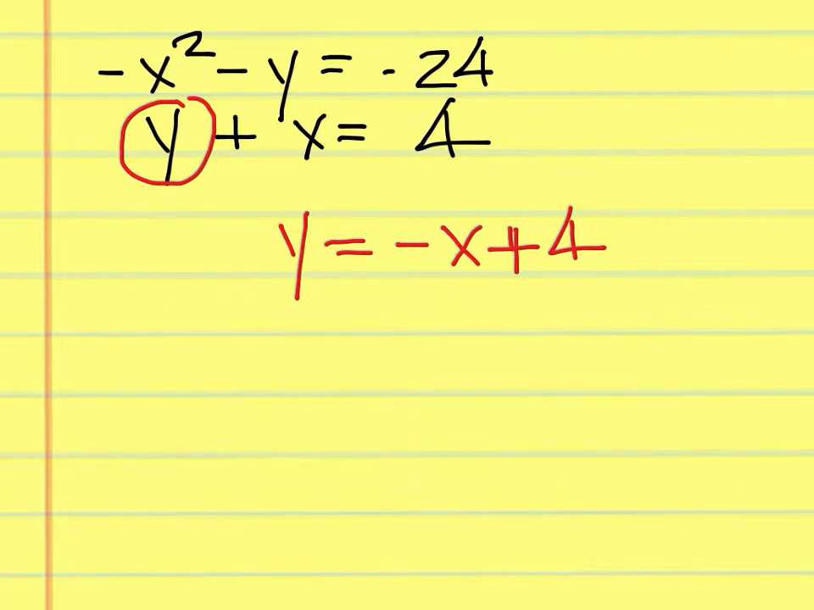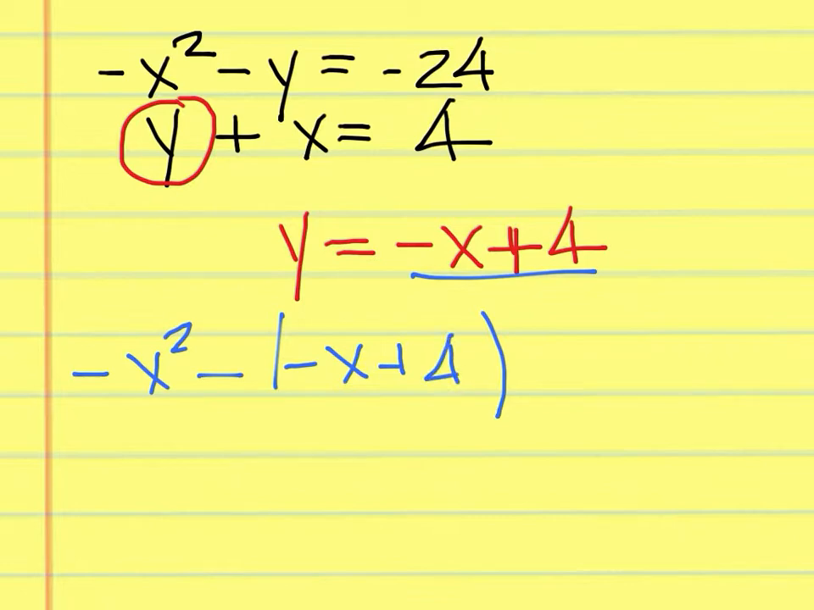Once you have y equals negative x plus 4, that means this expression is equal to y. So where you see a y in the other equation, you can substitute this expression in for y. So in the top equation, you're going to have negative x squared minus a set of parentheses, and insert this in as negative x plus 4, and then set it equal to negative 24.